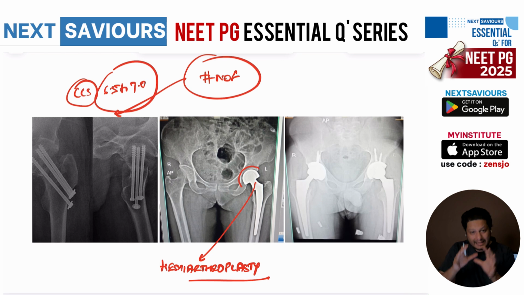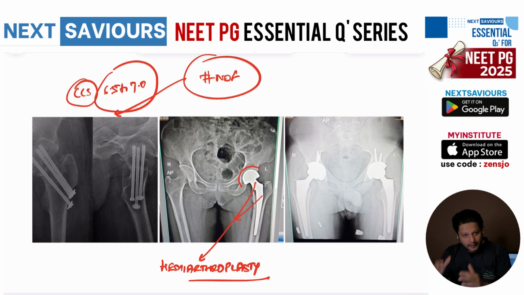So that means you are reconstructing half of the joint. You are removing just the head and neck, and you are placing the artificial head and neck with a stem which is placed inside the intramedullary shaft of the femur. You are not doing anything to the acetabulum. The acetabulum of the patient would be utilized for bearing the counterweight from this implant. So that is why it is hemiarthroplasty.